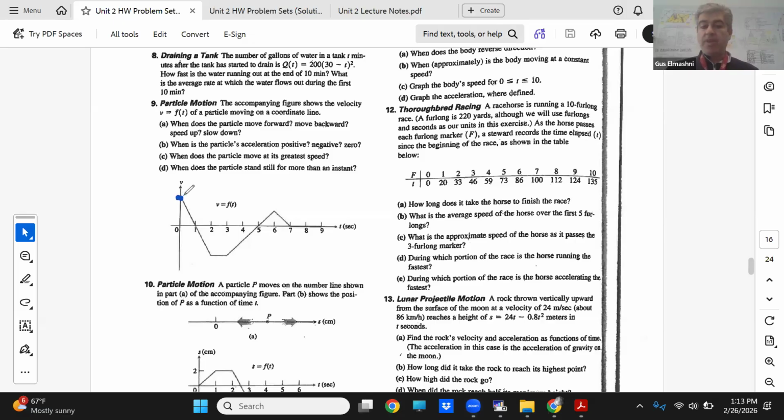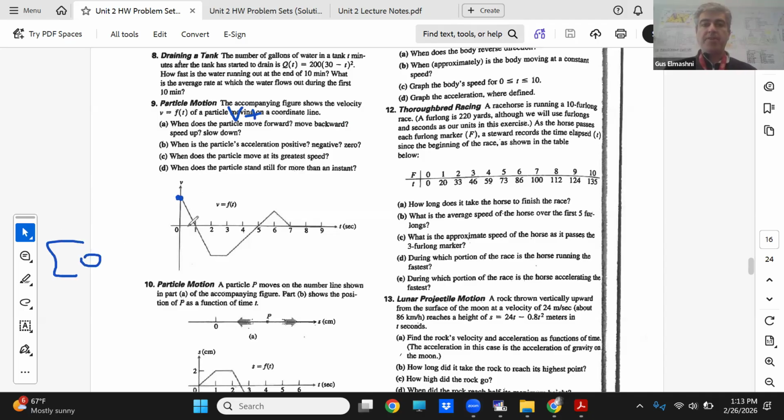So right now the velocity starts at some value. I don't know what that is, but you know what the y value is. I know it starts there, so it's definitely moving forward. And when you're moving forward, that's when your velocity is positive. So it's definitely positive at t equals zero, so we're definitely going to include zero.